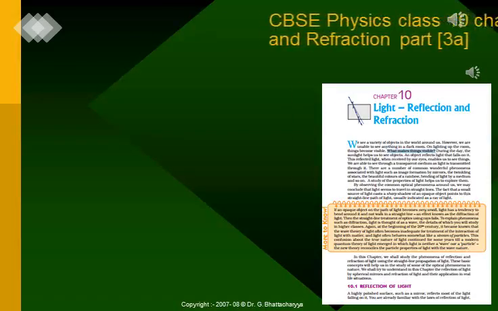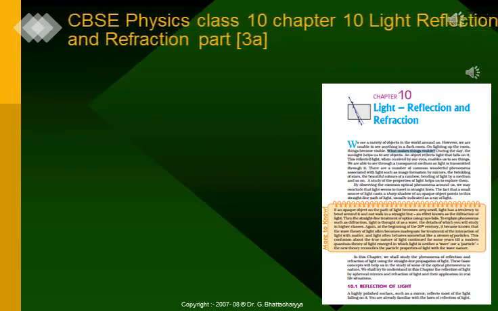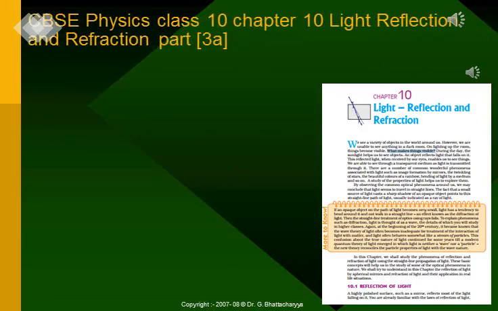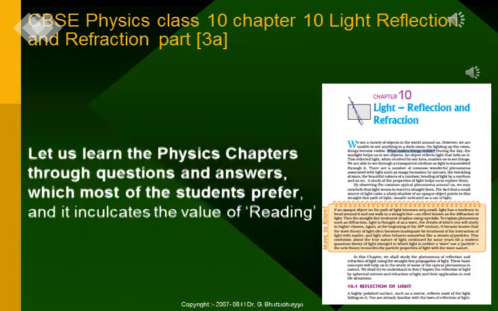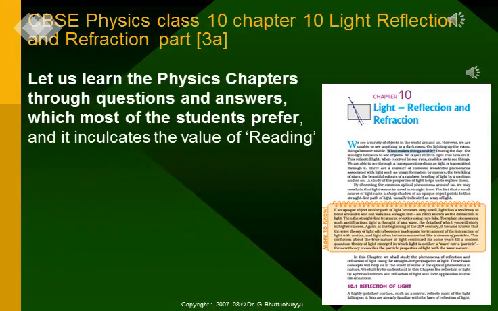CBSE Physics Class 10 Chapter 10 Light Reflection and Refraction. Let us learn the chapters through questions and answers, which most of the students prefer, and it inculcates the value of reading your book. Note that PG is for page, PR for paragraph. Questions are in yellow color, answers are in white color.